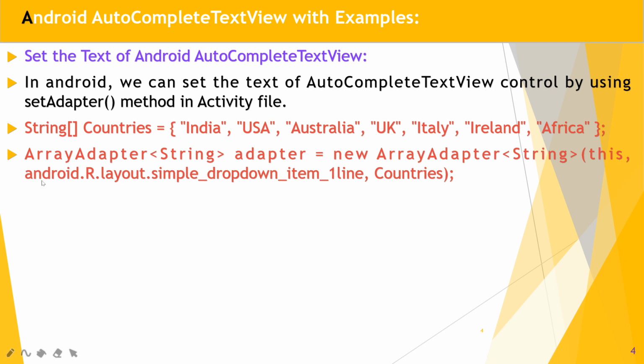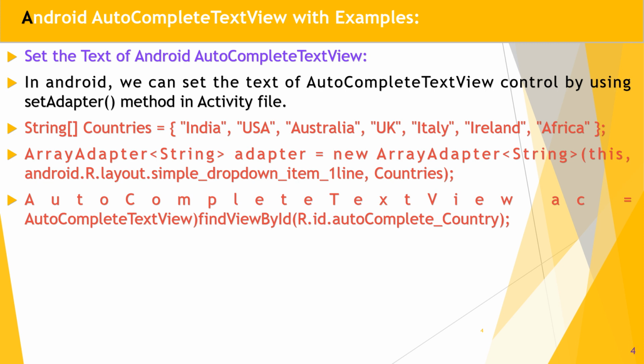Then android.R.layout.simple_dropdown_item_1line, that is the theme attached to the array adapter, and which strings we want in the drop down list, that is the countries, the object of the string array. Great guys, hope you understand.